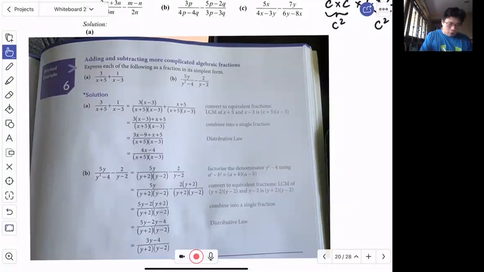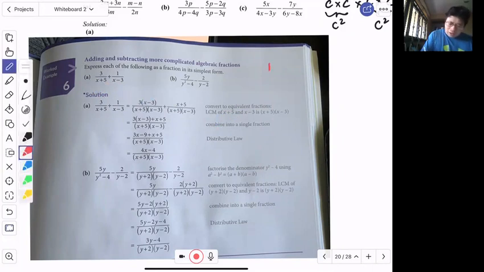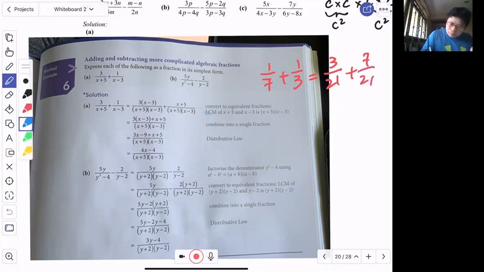Okay, so addition and subtraction of fractions, right? You need to make sure that your denominator is the same. You must always find the LCM of the denominator. The idea behind is no different from adding normal fractions. For example, if I ask you to add 1/7 plus 1/3, you will change it to 3/21 plus 7/21. So the idea is always to get the LCM of the denominator before you can combine.